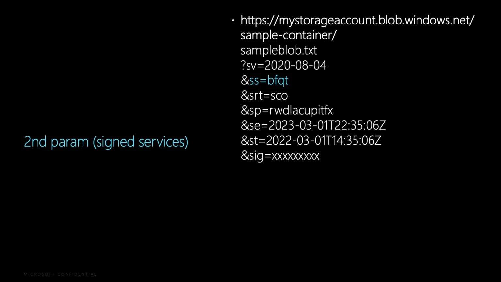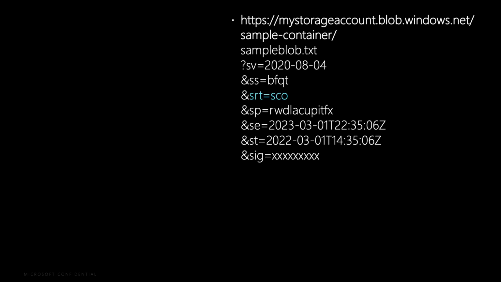Notice that the first parameter of the token, the storage version, was preceded by the question mark, signaling the start of the token. All remaining parameters, including the signed services parameter, will be included using the ampersand character. The third parameter of this account SAS URI represents the signed resource types. The value here, SCO, signifies that this SAS can access service level APIs, container level APIs, and object level APIs.